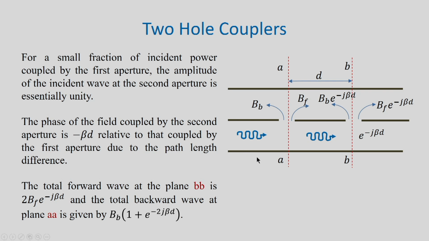And at the plane AA, the total backward wave will be given by BB plus BB e to the power minus j 2 beta d, because we get this backward travelling wave which is given by BB e to the power minus j beta d and will suffer another phase shift because of this length d.